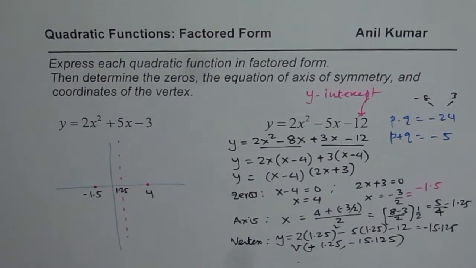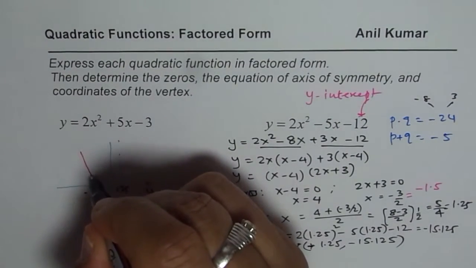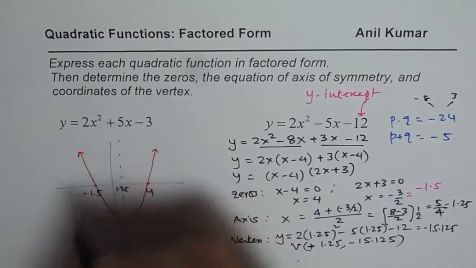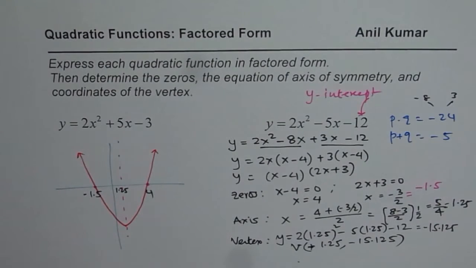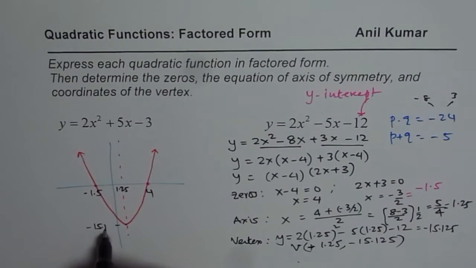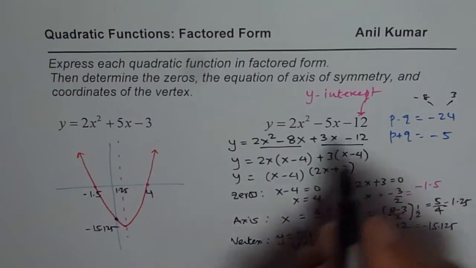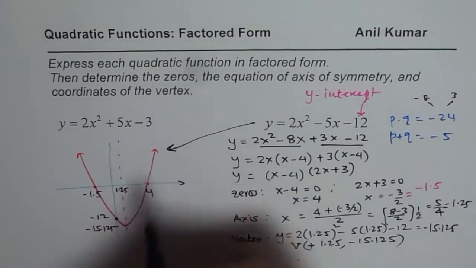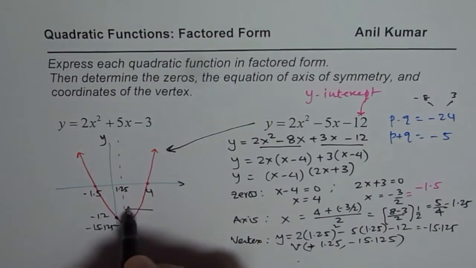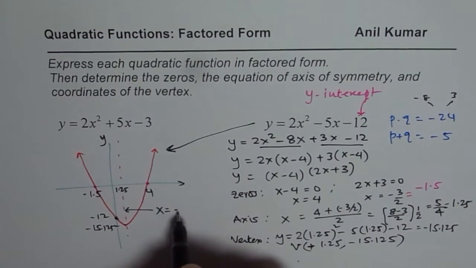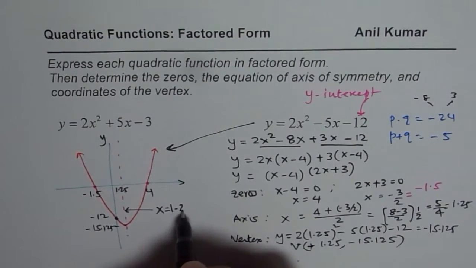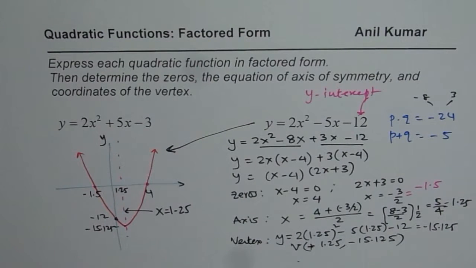And the parabola is opening upwards, so we could just connect these points with the vertex on the axis, as you can see here, and draw the parabola, right? So clearly this point will be labeled as the minimum, which is minus 15.125, and the y-intercept will be minus 12 for you. So that gives you the parabola for the given equation. Is that okay? So that is how you could label this also: x equals 1.25. So that is how you should be doing your question.